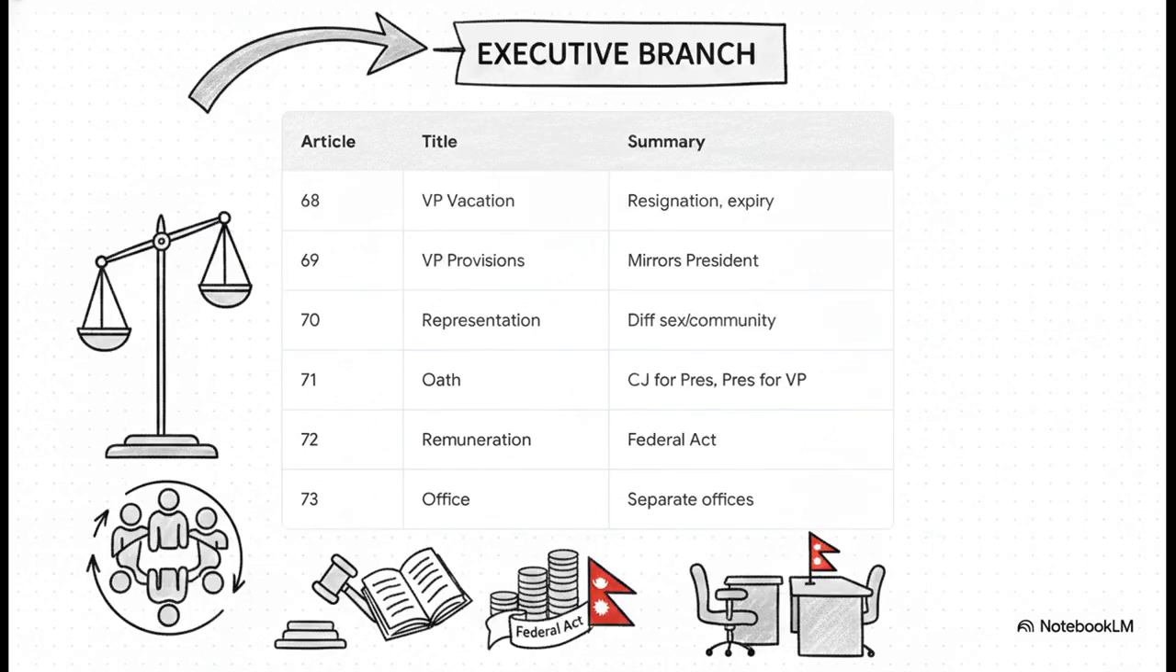And rounding out this part, we have Articles 68 through 73. Now, these lean heavily into the Vice President, with Article 69 mirroring the President's qualifications. You really need to pay attention to Article 70. That's the massive inclusivity clause. And the administrative stuff like oaths, remuneration, and office setups in 71 through 73. We'll unpack the most testable parts of these in just a sec.